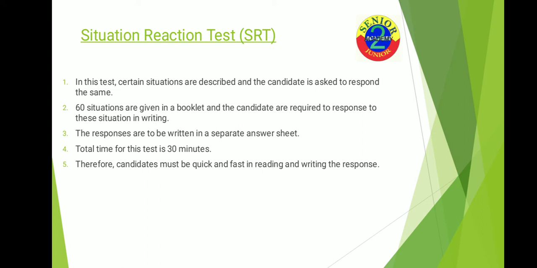So friends, you know that in this test, certain situations are described and the candidate is asked to respond to them. You will be given 60 situations in a booklet and you will be given an answer sheet, and you have to write the reaction part. So friends, let us see the timing.